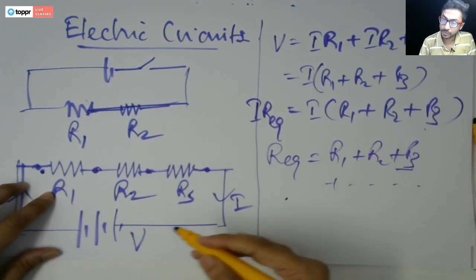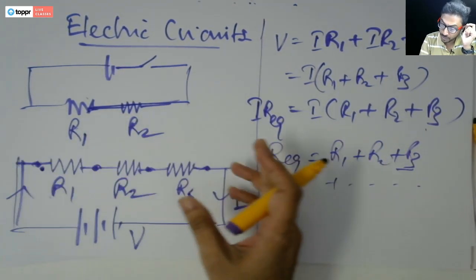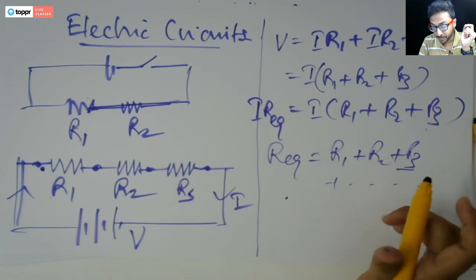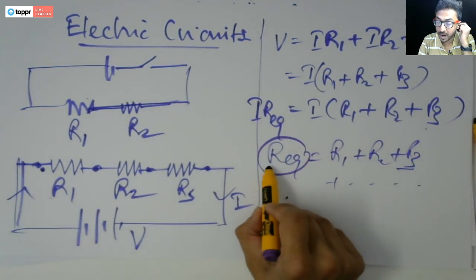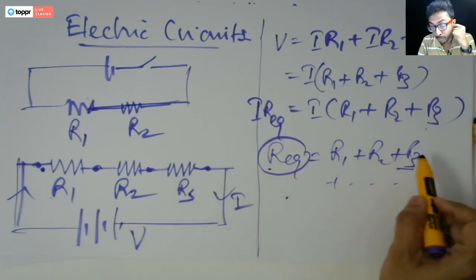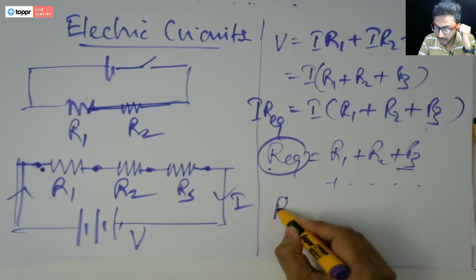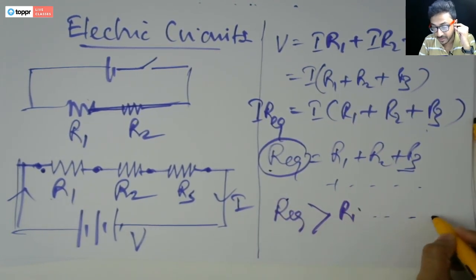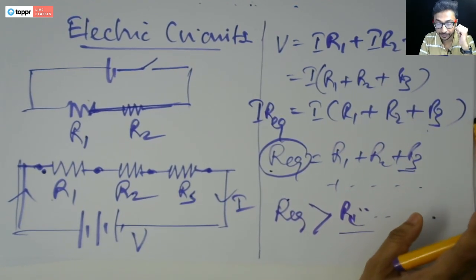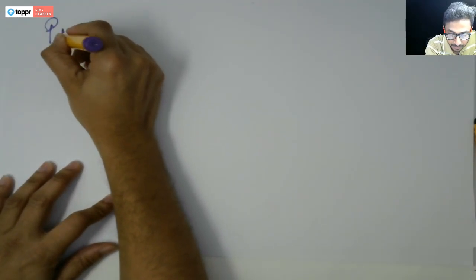We can continue this to an infinite number of resistances. So if all the resistances are put in series, the R equivalent will be this. And definitely the numerical value of R equivalent will be equal to the sum of all the resistances. So definitely R equivalent will be greater than any resistance. Now, next comes the parallel combination.